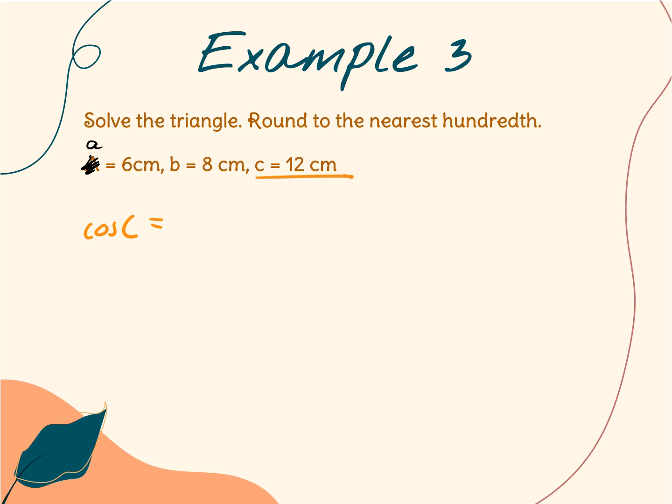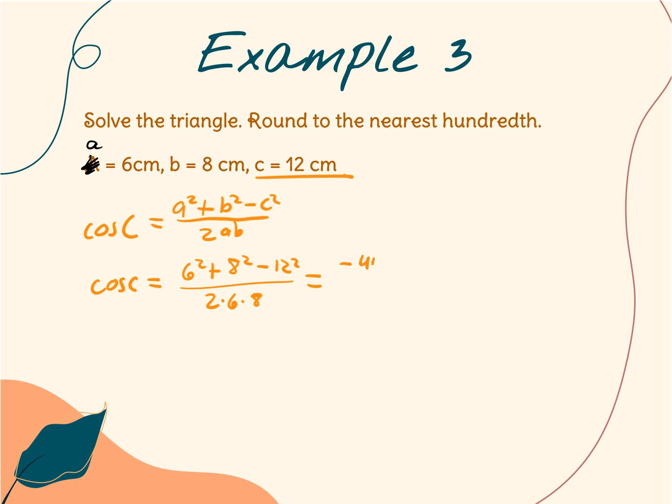So cosine of C, you can check your formulas, is going to be a squared plus b squared minus c squared over 2ab. All right, so we're going to get cosine of C is 6 squared plus 8 squared minus 12 squared, all right, over 2 times 6 times 8, which is going to get you negative 44 over 96.